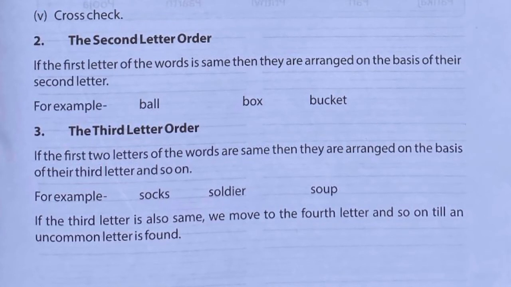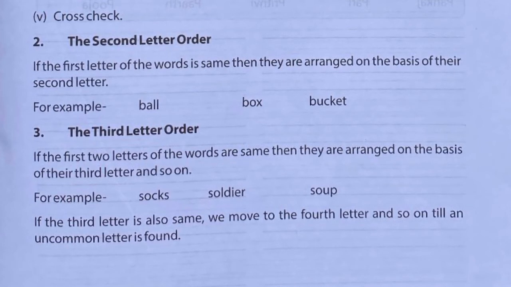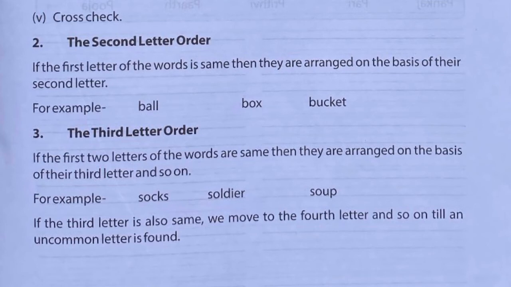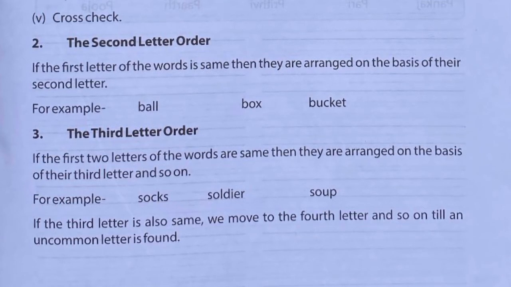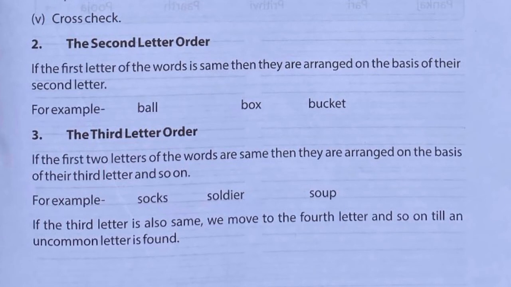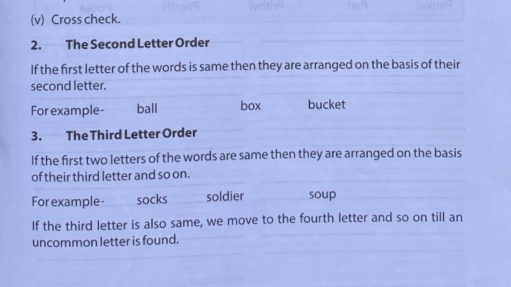If three letters are the same, then we have to move on to the fourth, and if four letters are the same, then we have to move on to the fifth, and so on. If the third letter is also the same, we have to move on to the fourth letter, and so on, till an uncommon letter is found. So here it is given in a nutshell.